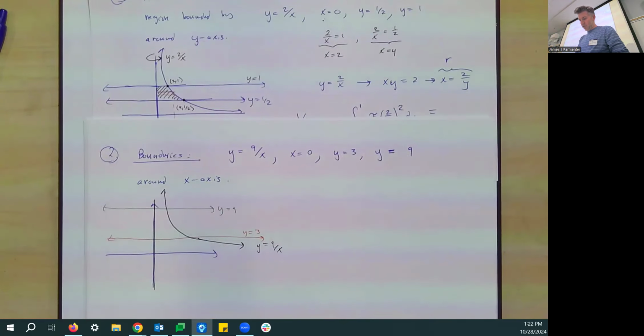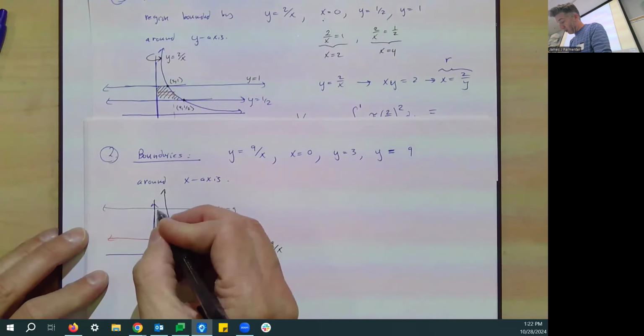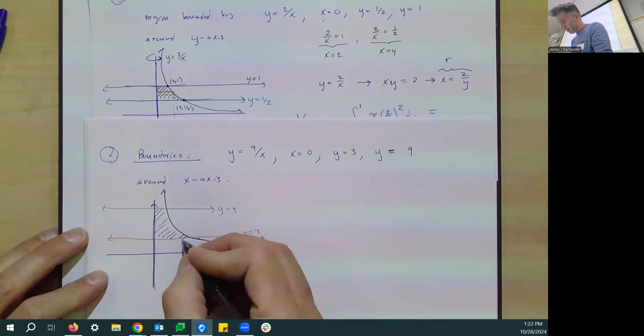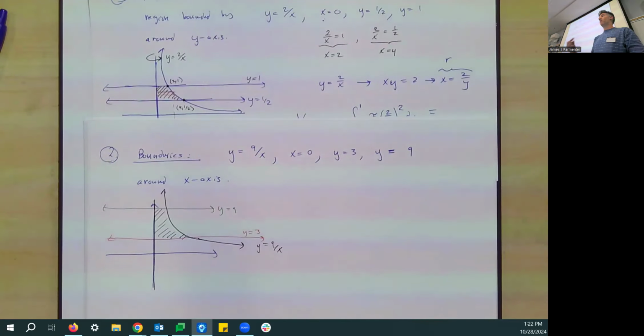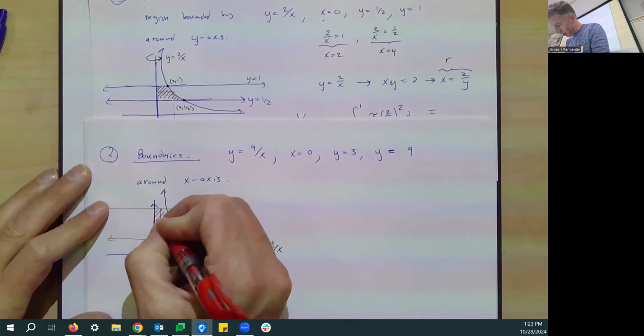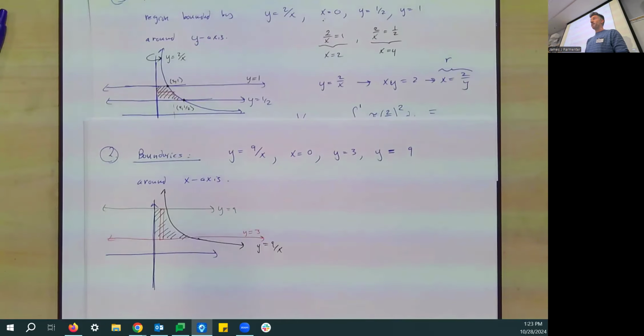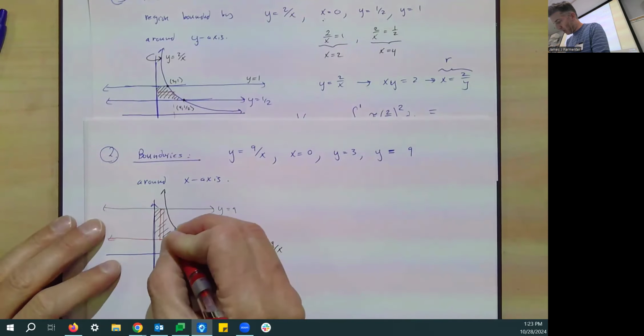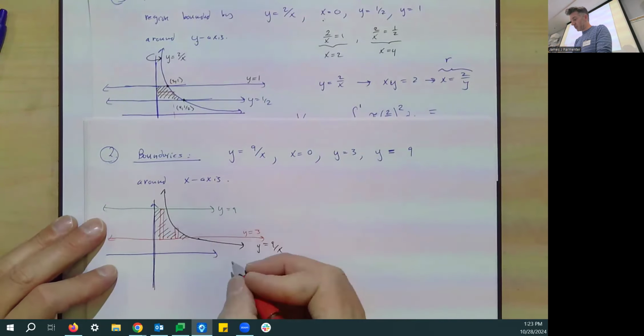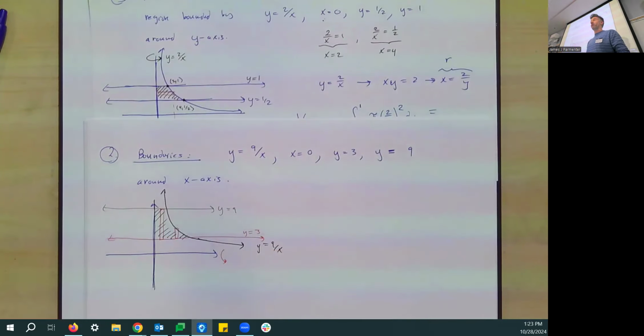So I've still got a region that's flush with the y-axis. But now the issue is we're not rotating around the y-axis, we're rotating around the x-axis. This is doubly terrible because we're going to have to use two integrals. Because if I draw a little strip here, the outer radius is y equals 9. The inner radius is y equals 3.